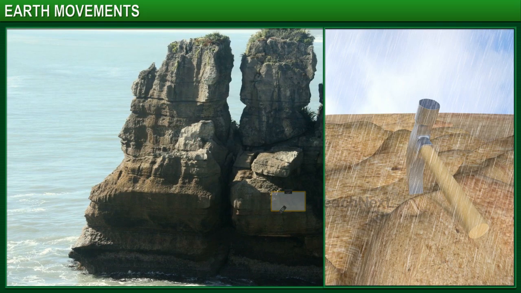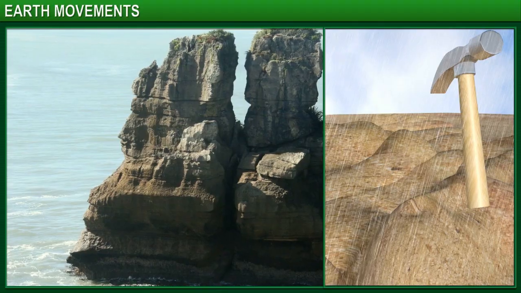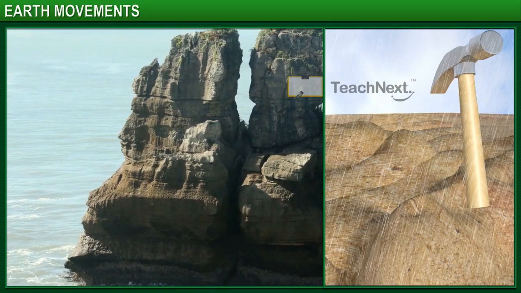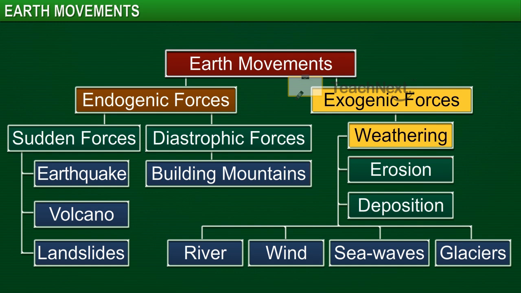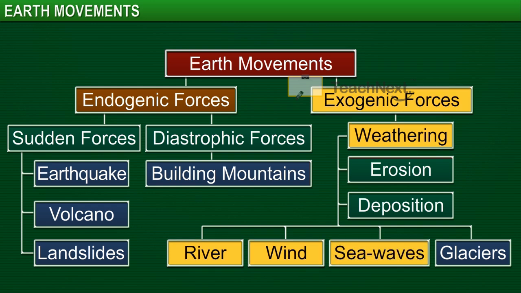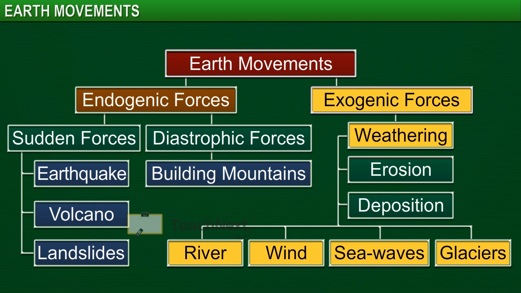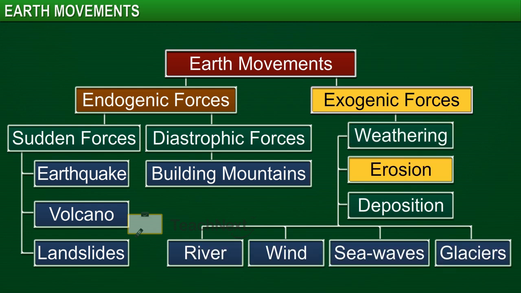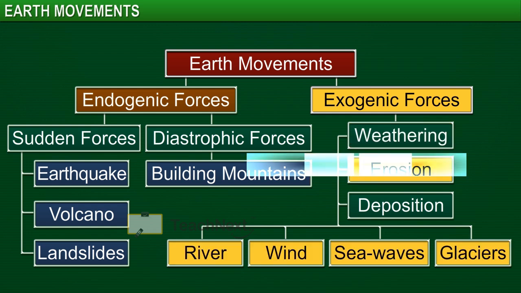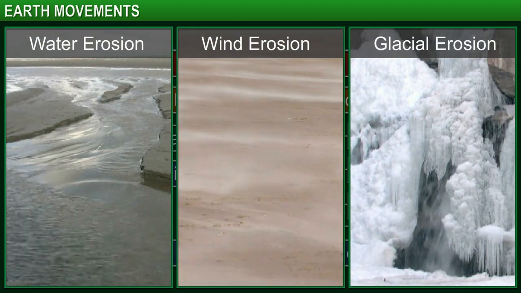Weathering is the breaking of rocks on the Earth's surface by different agents. These agents could be rivers, wind, sea waves, and even ice in the form of glaciers. Erosion occurs when the same agents carry away the broken rocks to other places.